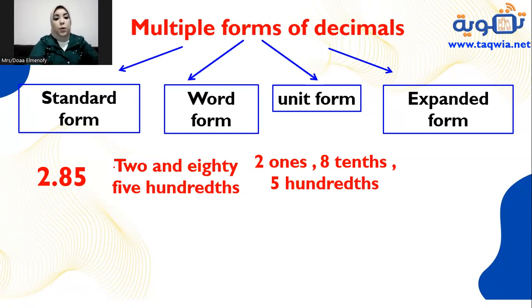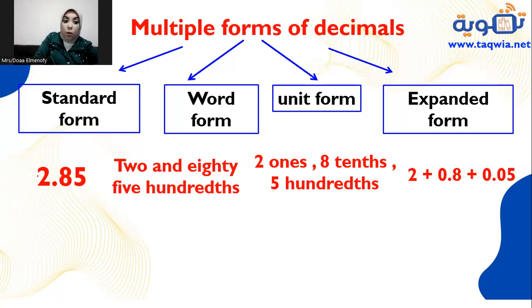The expanded form, you're going to write each digit with its value. So unit form, we use the place value, but in expanded form, you write each digit with its place value. So here, 2 and 85 hundredths, we're going to write it as 2 plus 0.8 plus 0.05. Or we can write it in another way. We have many ways that you can write it in expanded form.